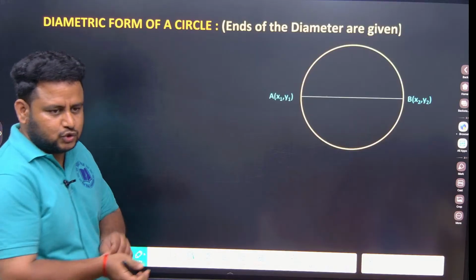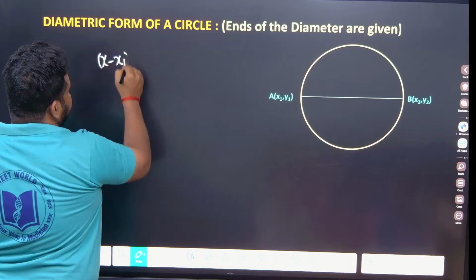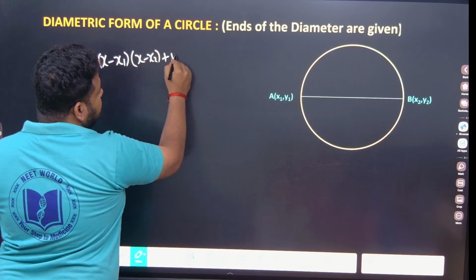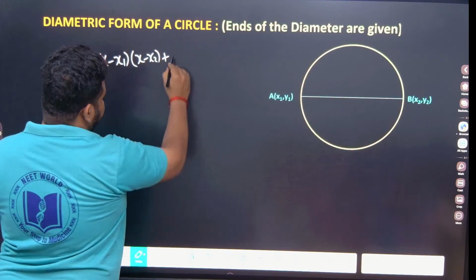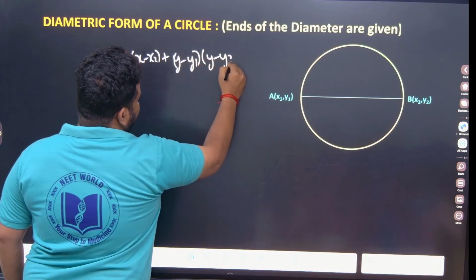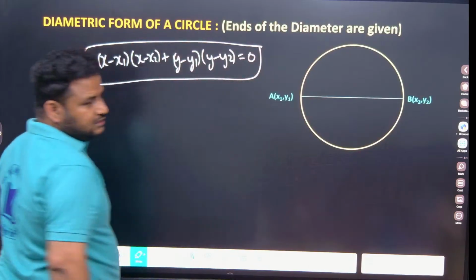So that time what you should do is, the equation is given by (x minus x1)(x minus x2) plus (y minus y1)(y minus y2) is equal to 0. This is the thing you will get.